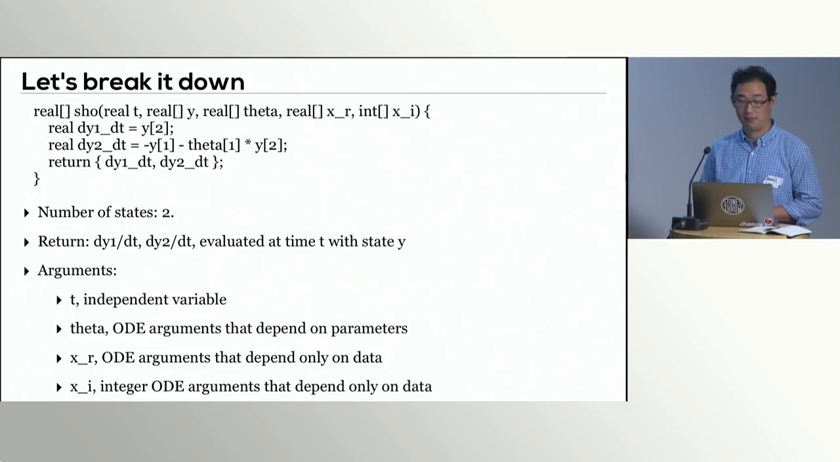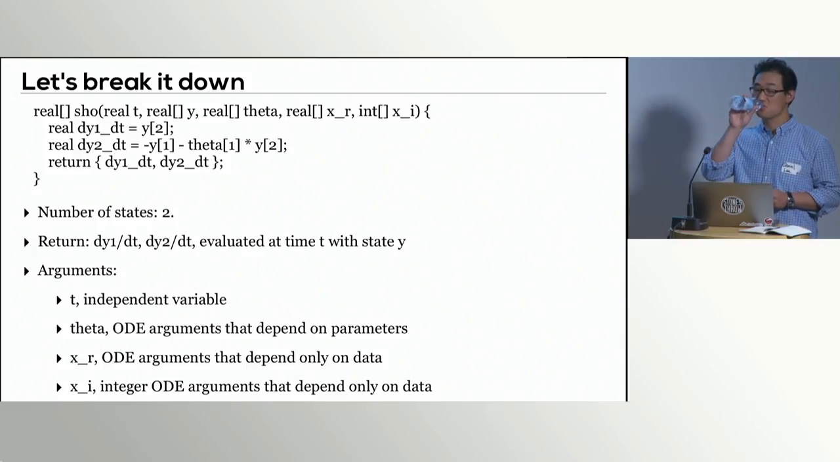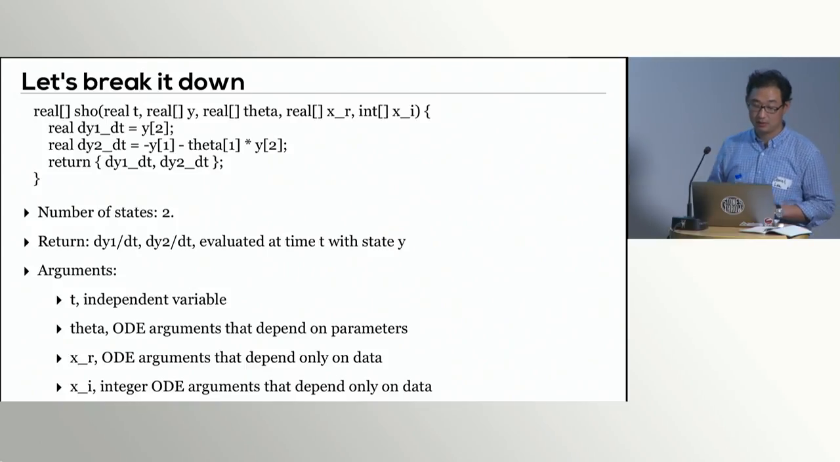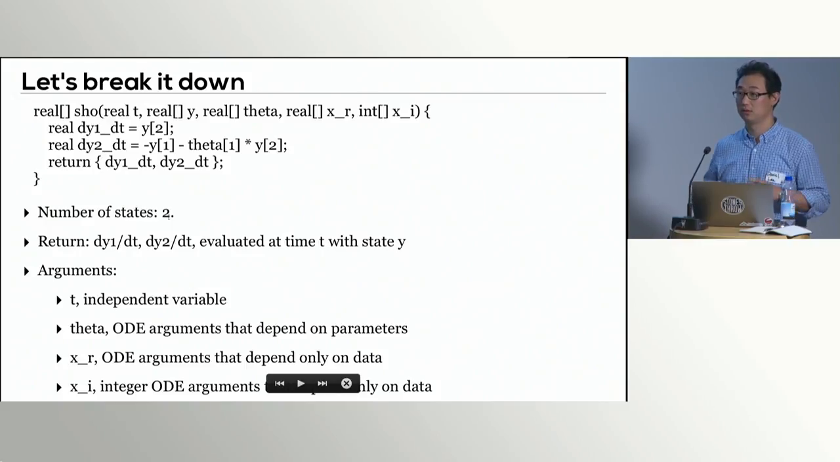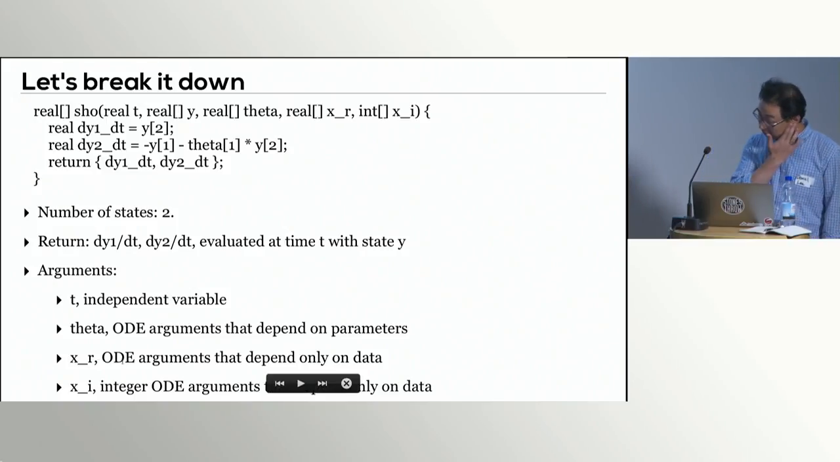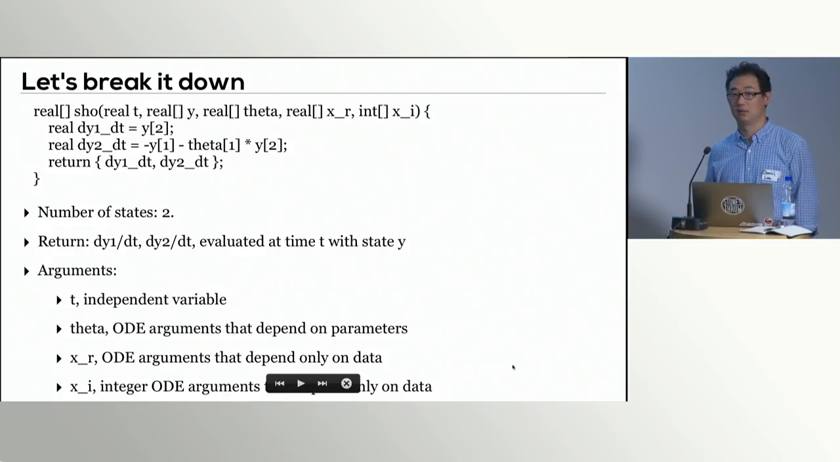Questions? No questions? All right, so if we were to break it down, the number of states, once again, is 2. We have a y1 and a y2. That means we have to return a real array of two elements, so the states have to match the number of derivatives we return. The return value is the value of the derivative evaluated at that time, conditioned on the state that you know. The arguments are t, an independent variable, and theta, which are ODE arguments that depend on the parameters in the Stan model block. xr are ODE arguments that depend only on data, so things in the data and transformed data blocks. And xi depends only on data since we only have integer data.